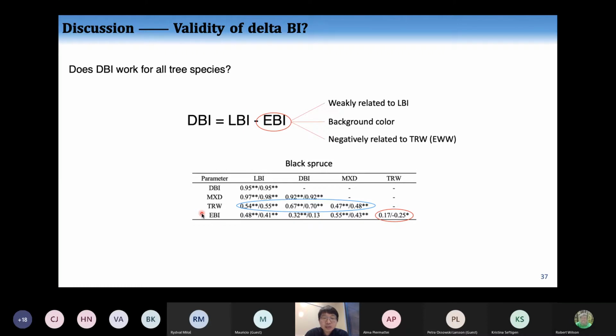In addition, the latewood blue intensity of black spruce shows some negative correlations to ring width data at high frequencies. So by differencing the early wood and latewood blue intensity, some variations of ring width data could also be added to the delta blue intensity. As a consequence, the delta blue intensity parameter shows higher correlations to the ring width data compared to the latewood blue intensity and MXD data. As we can see here, the correlations are much higher than those expressed by the MXD and latewood blue intensity.